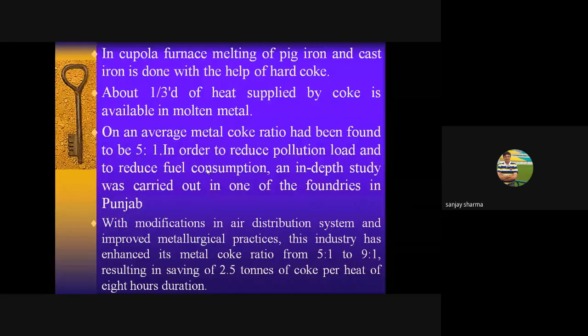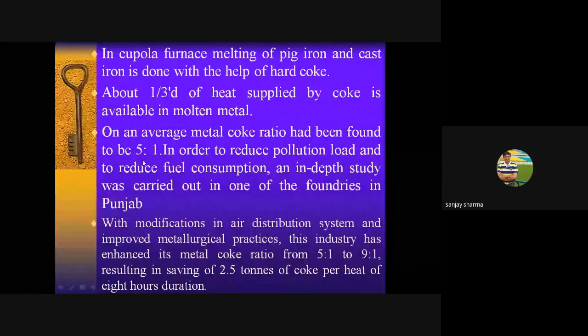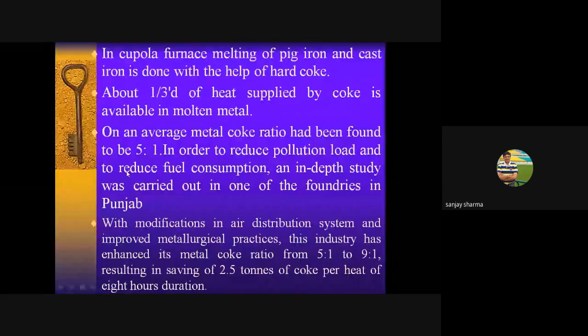Pig iron and cast iron melting is done with the help of hard coke. About 1/3 of the heat supplied by coke is available in the molten metal. On average, the metal to coke ratio had been found to be 5:1. In order to reduce pollution load and fuel consumption, an in-depth study was carried out.